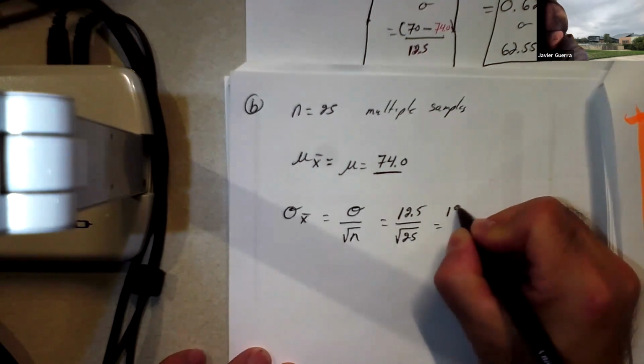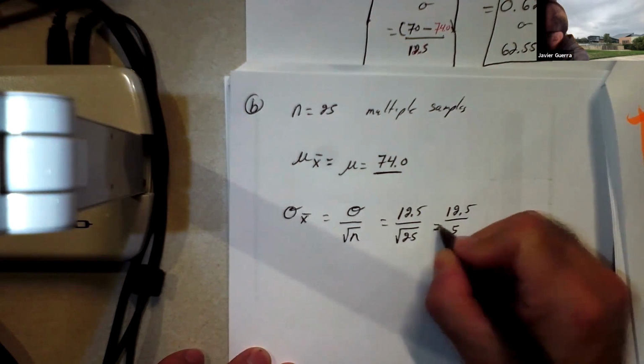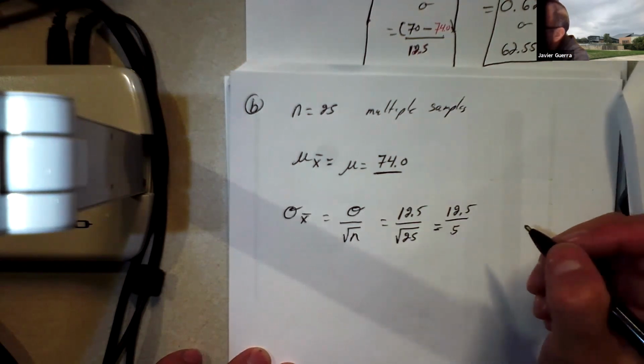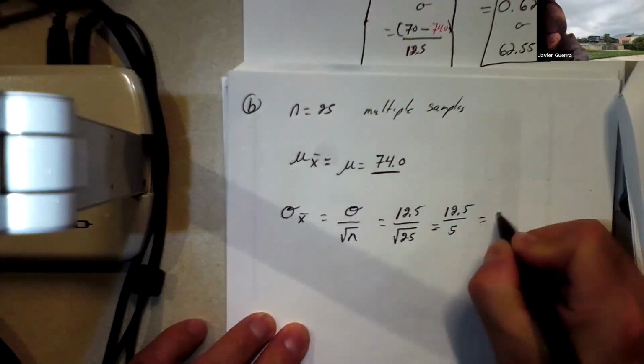I know what the bottom is. The bottom is 5. Is that correct, ladies and gents? The square root of 25 is 5. So 12.5 divided by 5 is 2.5.